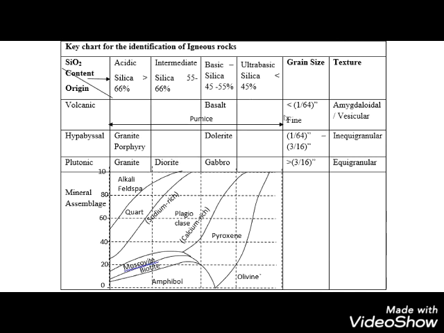Okay, so if you remember this key chart, it will be easy for you guys to identify. You have to literally know this. I'm not going to give this identification chart in your examinations. Please keep that in mind.